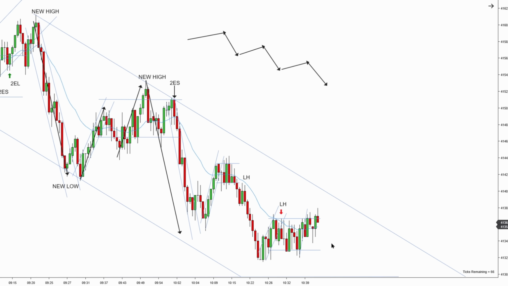New low, first entry short, pullback, second entry short. And this is quite an advanced setup. But notice, it is very similar to this second entry short right here. So you have congestion and a second entry short, top right part of the trend range. So I'm going to mark it.